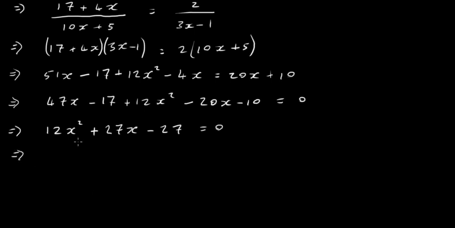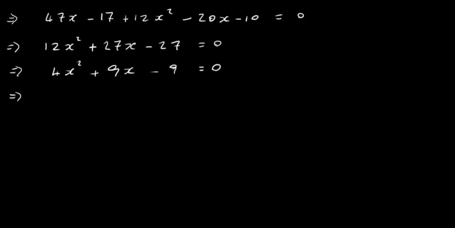And you probably spotted here that we can divide across by 3. So I end up with 4x squared here. I've got plus 9x here, and I've got minus 9 here. So I've just divided everything by 3. Okay, so let's see. Now I've got to factorize and solve this.